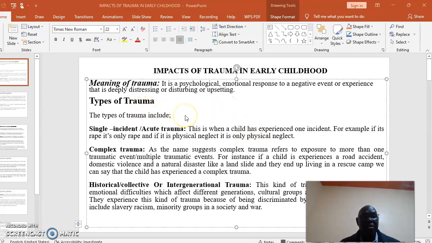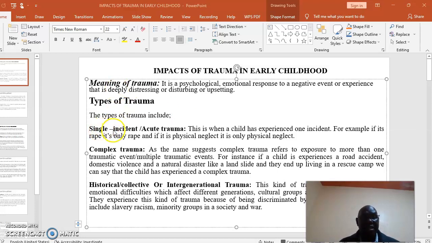What are the causes or the types of trauma that we have? In the following section we will take us through the types of trauma, the causes of trauma, and how to deal with traumatic situations. I want us to begin by looking at the types of trauma. The types of trauma include the following.